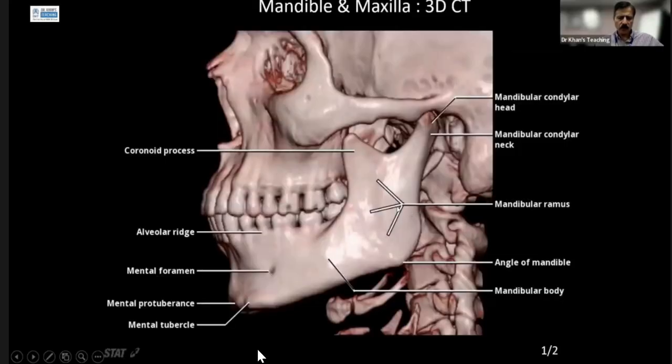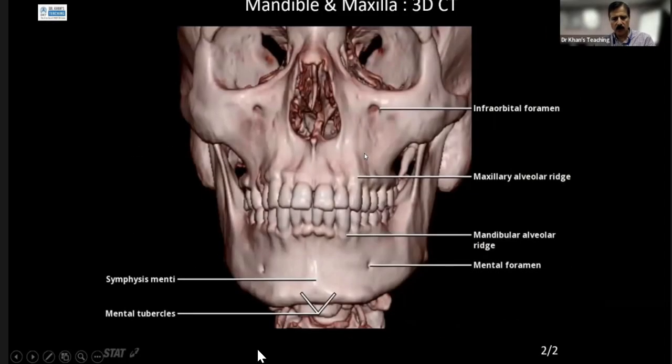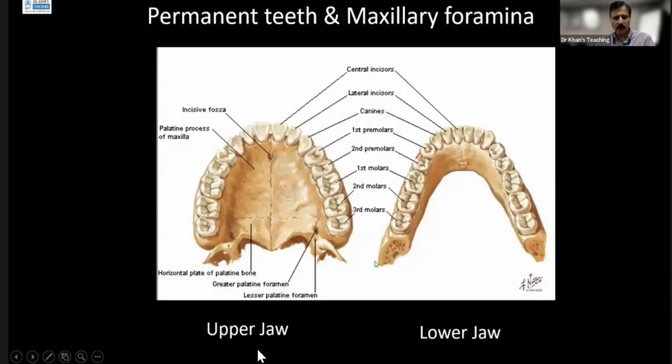So if you see, this is the mandible, and in the mandible there is a condyle here. This is the ramus. This is the angle of the mandible, the body. This is the mental foramen. This is the coronoid process. Now, again, the mental foramen here.